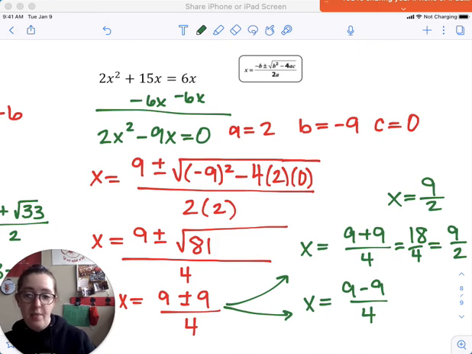On the bottom, 9 minus 9 is 0. 0 divided by 4 is 0. So my other answer is going to be x equals 0.